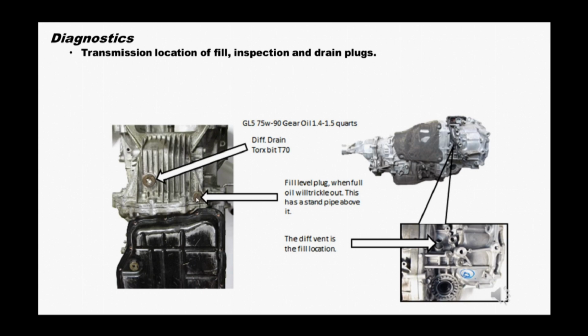This bottom plug has a standpipe, kind of like a 5R55W. It's raised above, and once the oil level gets above that standpipe is when it'll drain out. Proper fluid is a GL5 75W-90 gear oil. It takes roughly 1.4 to 1.5 quarts.